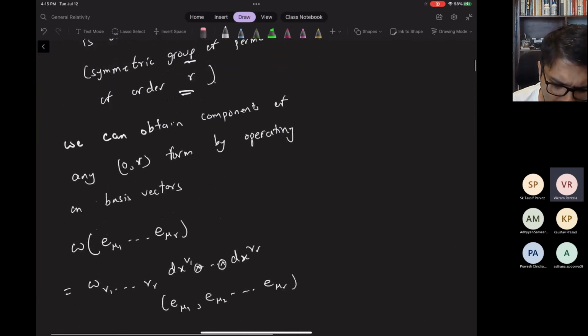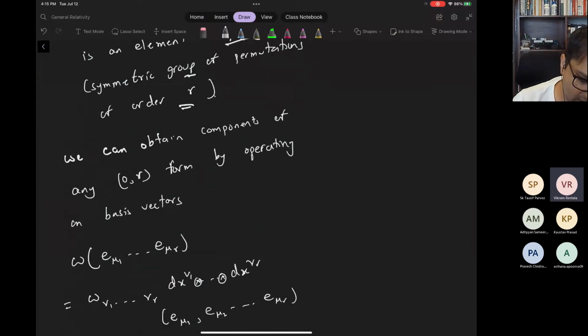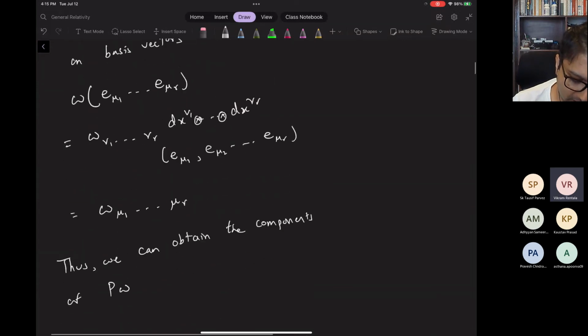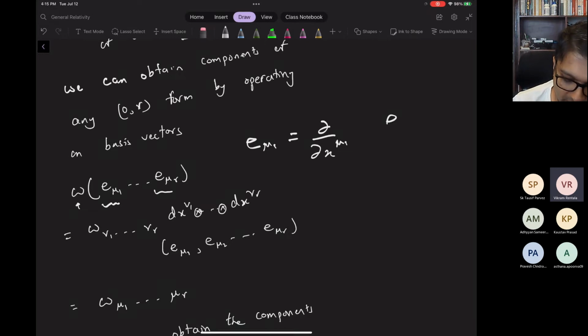So what you can do now is we can obtain the components. If we take omega acting on e mu1 through e mu r, where e mu1 is just a basis vector in the mu1 direction, and e mu r is the basis vector in the mu r direction.